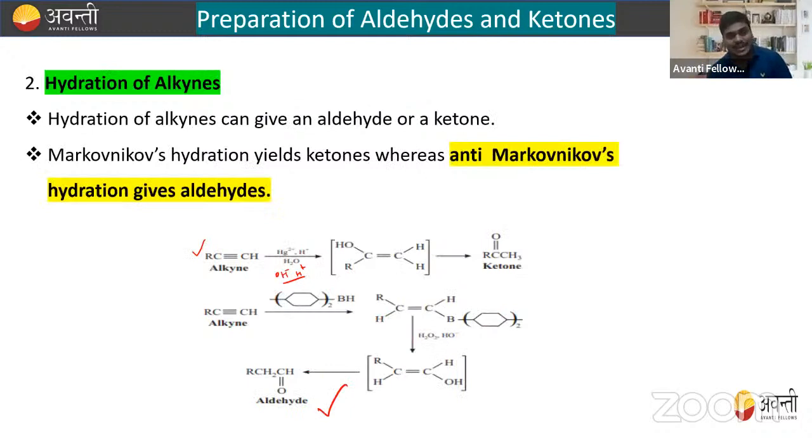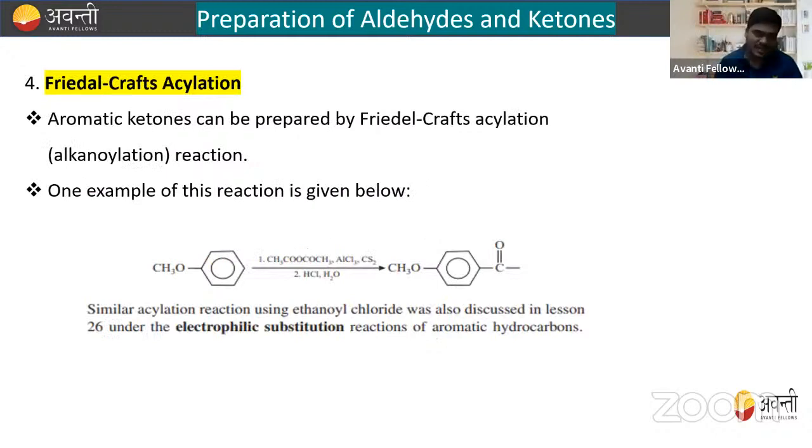Now, hydration of alkynes as well. Hydration of an alkyne can give an aldehyde or a ketone. Markovnikov hydration gives a ketone, whereas anti-Markovnikov hydration gives an aldehyde. Similarly, aromatic ketones can be prepared by Friedel-Crafts acylation. With an example of such a reaction, we already discussed this thing.